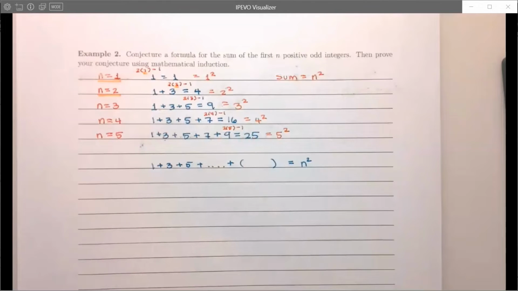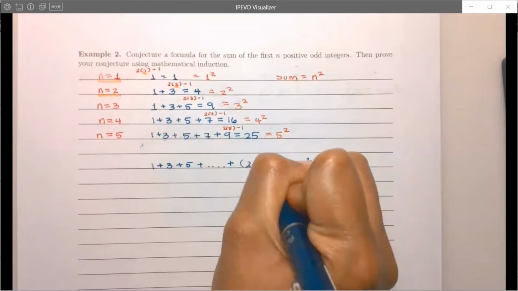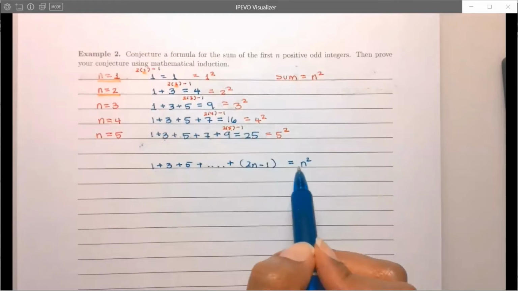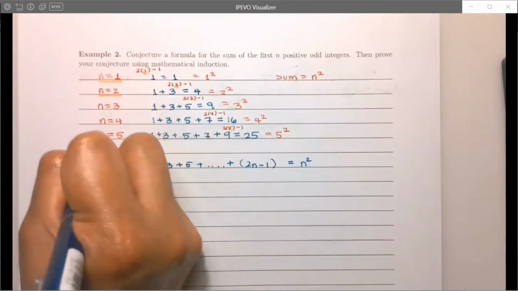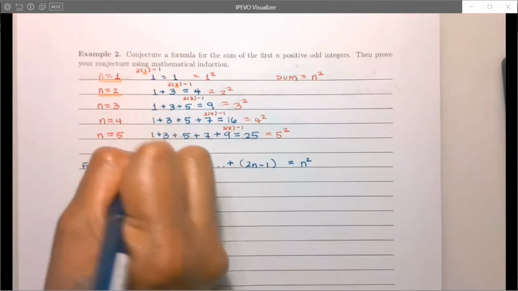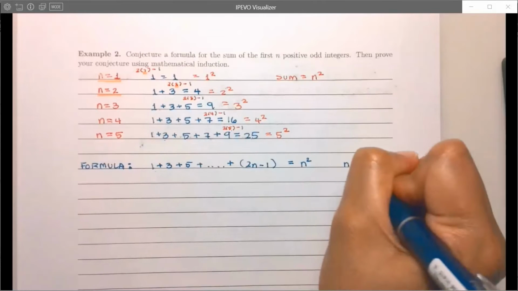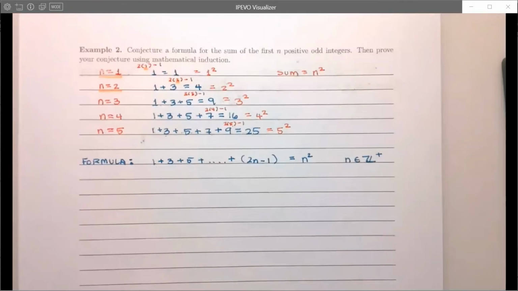So what do we notice then? We notice that in general, if you're adding from 1, 3, 5 all the way to 2n minus 1, that's the formula that this last odd number has, that the result will be n squared. And so that's going to be our conjecture for a formula. We now have to prove it, and let me just be complete with this problem, with this formula. This is for integers 1 and greater. Okay. So now we have to prove that it's correct.